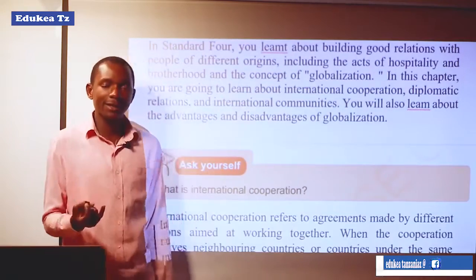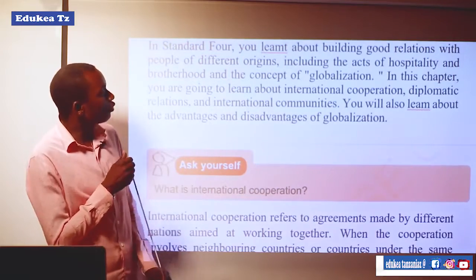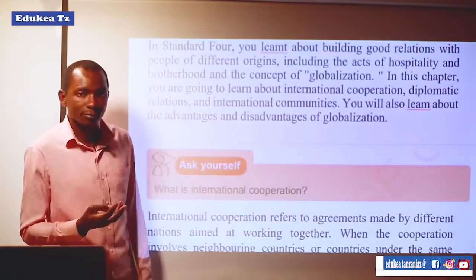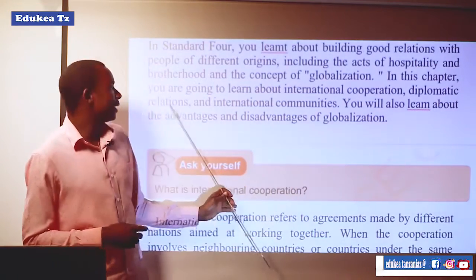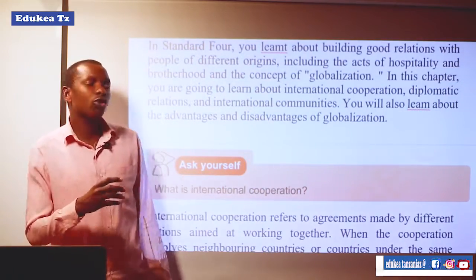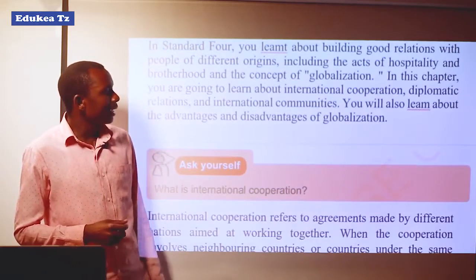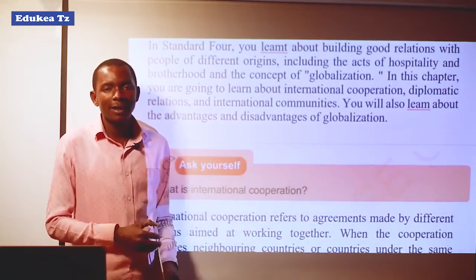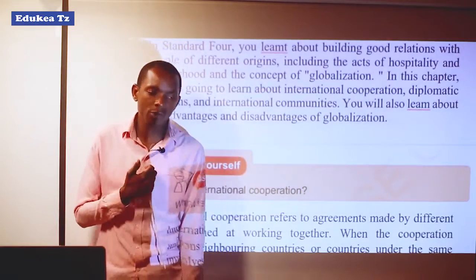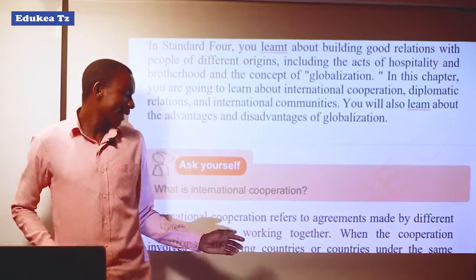So we have to know that at the end of this chapter, you have to know the meaning of international cooperation, diplomatic relations, and the international communities. And also you have to know the meaning of globalization and the advantages and disadvantages of globalization. So these are the key issues found in this chapter. So, starting with international cooperation.